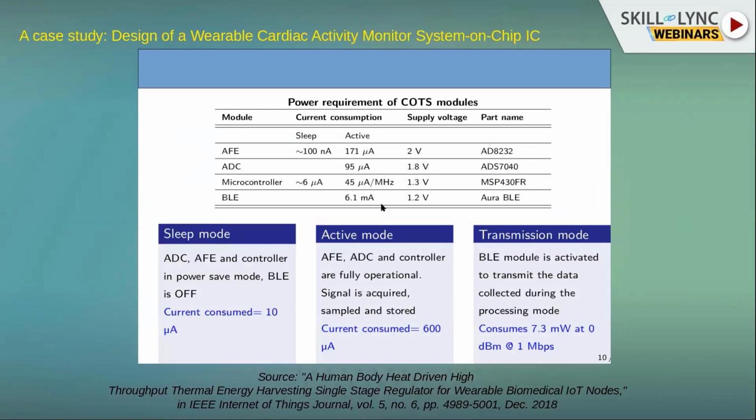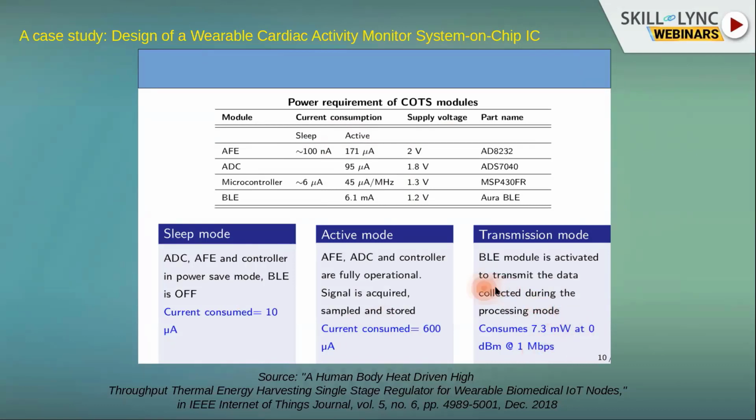As I was telling you, let's see some numbers, like the current consumption for the sleep and active mode of different modules given here. In sleep mode we have 10 microamps, in active mode we have 600 microamps, and in transmission mode we have 7.3 milliwatt. This is when we are transmitting at a rate of 1 megabit per second.